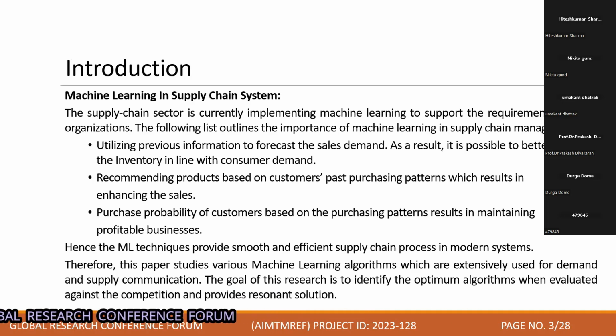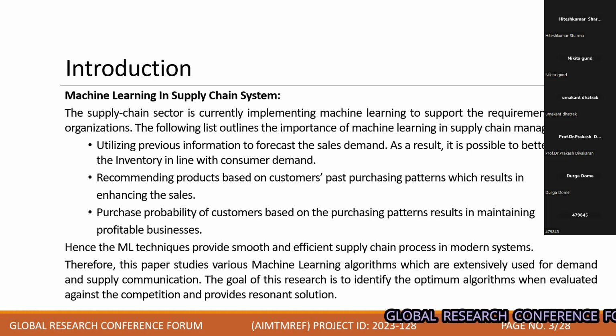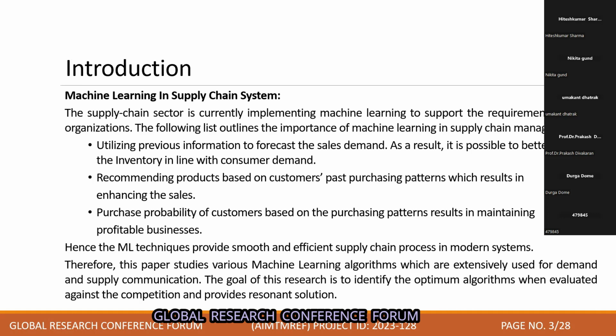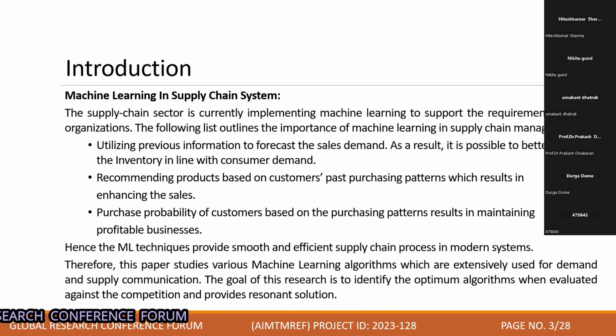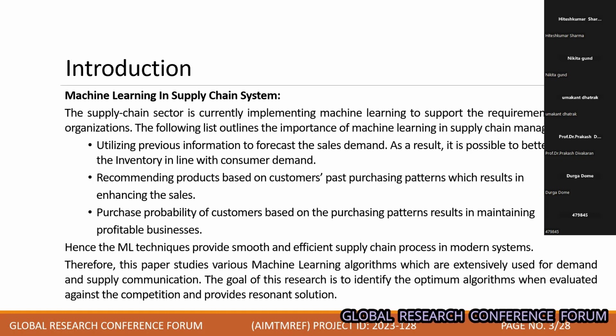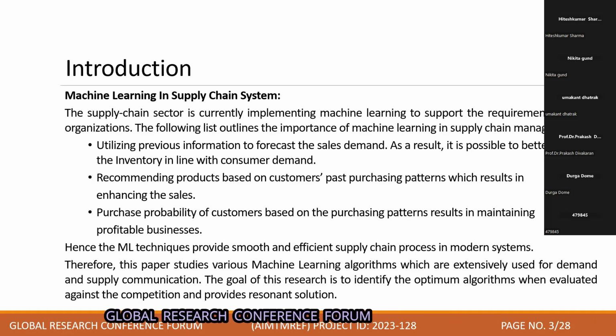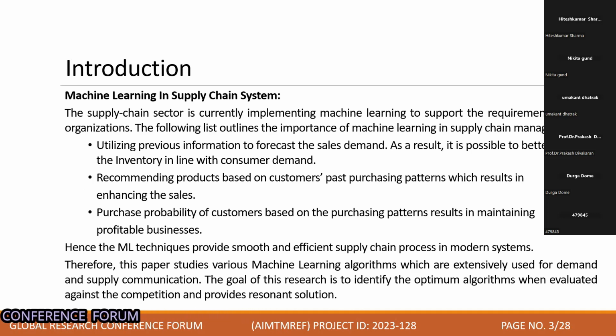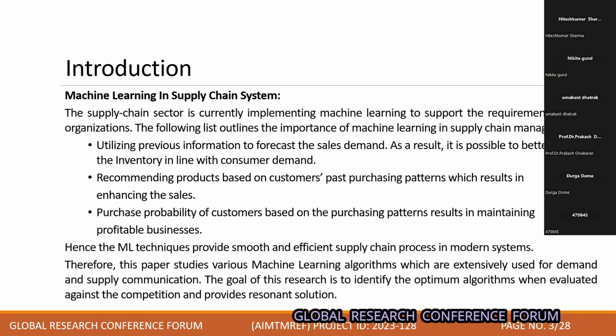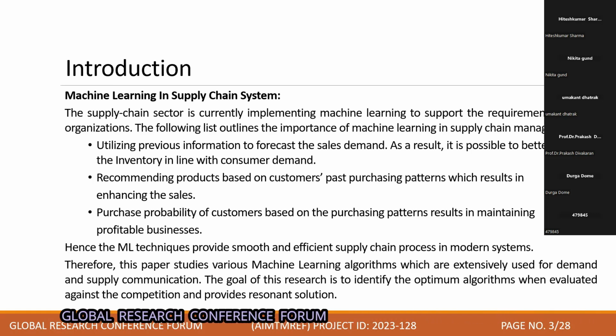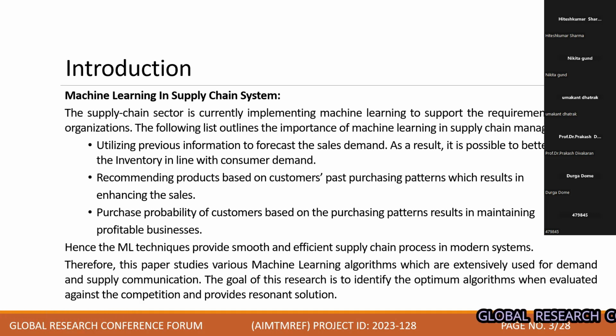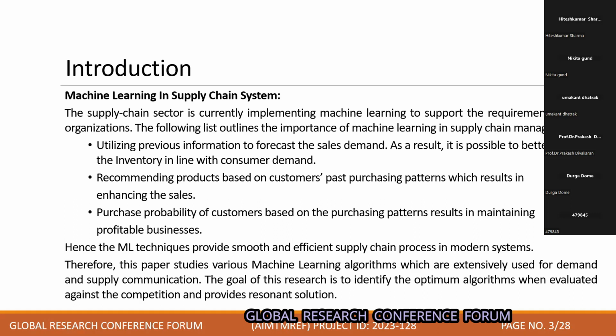Talking about the introduction, we all know what supply chain is all about. A supply chain is a network of relationships that enable distribution of various goods and services both locally and globally. I am not going into the depth of the supply chain, as we all know what it is about. There are retailers, manufacturers, consumers, distributors, and all that. But this paper mainly focuses on how we are implementing machine learning in the supply chain sector to support the requirements of modern organizations.